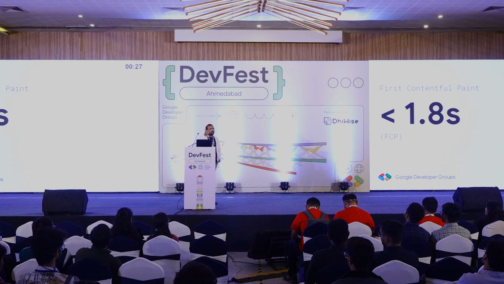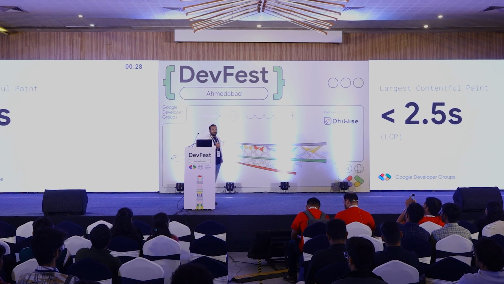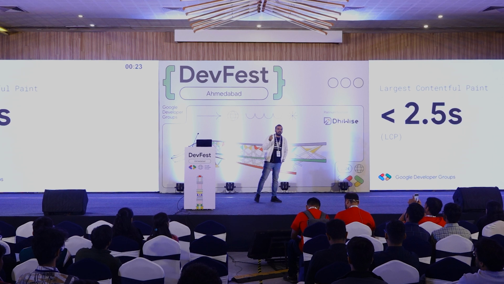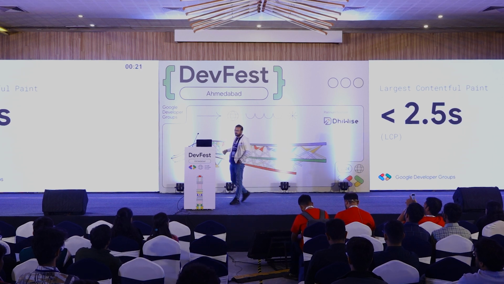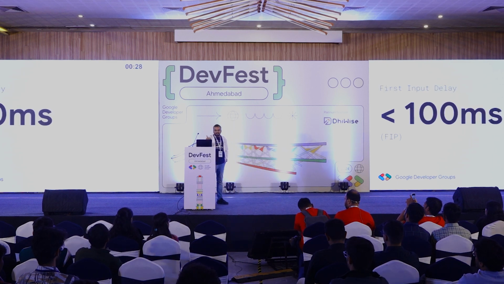There are a few things like first contentful paint. You loaded it, what do you see, right? Then largest contentful paint, which means that there is a certain element which is large, and then how much time does it take to paint. First input delay, I mean, I'm just giving you ideas.